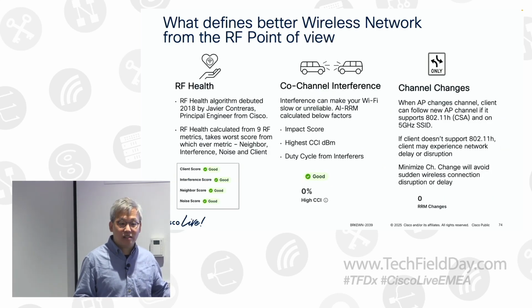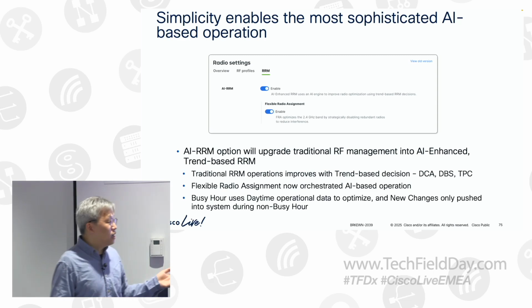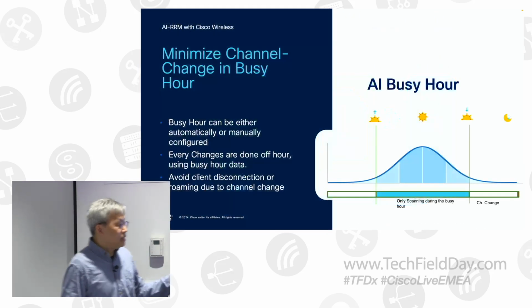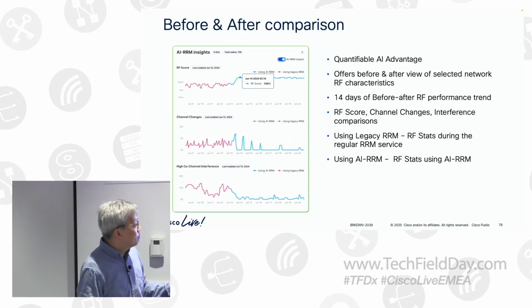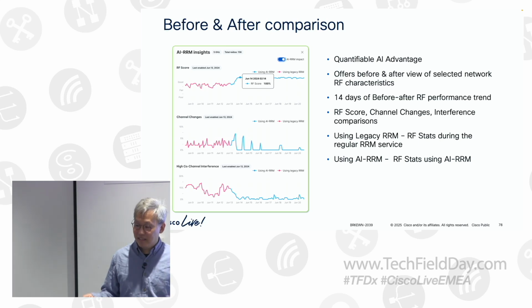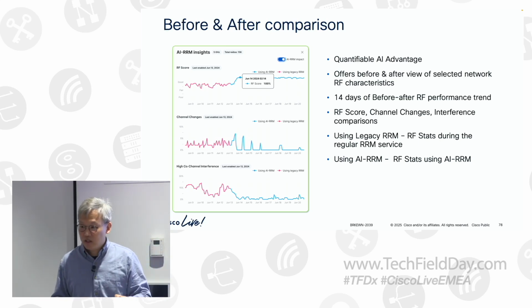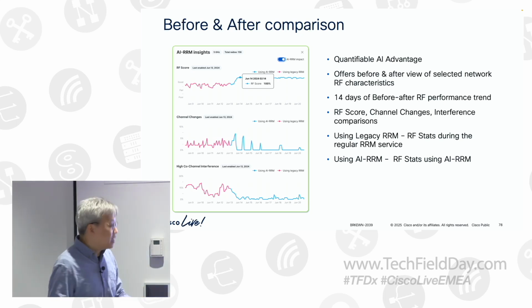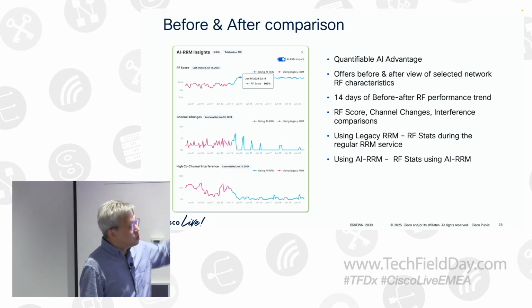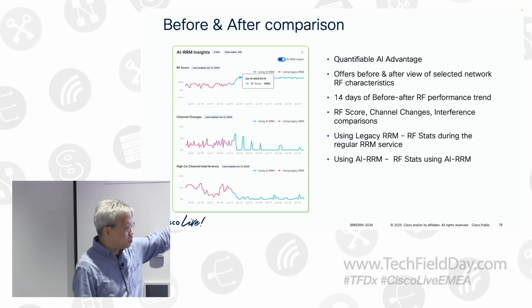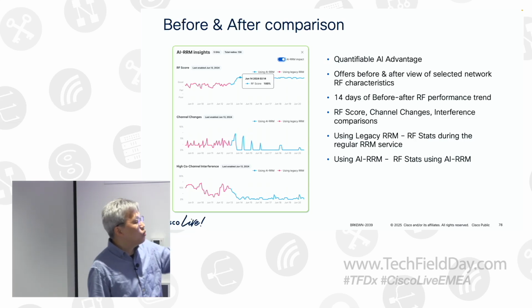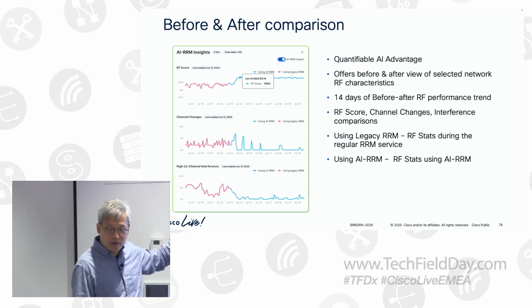All these things look like slideware. So what we have done was build AI-RRM into measurable statistics. Any success has to be measurable, right? So what does my Wi-Fi performance look like? What does my Wi-Fi score look like? That was done by Javier in 2018, and we use the same algorithm. Now we can see a before-and-after view of how my network behaves.